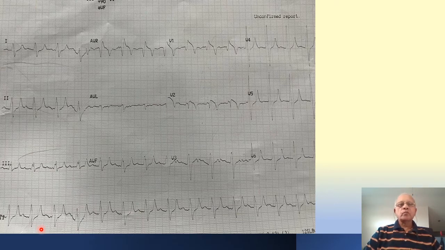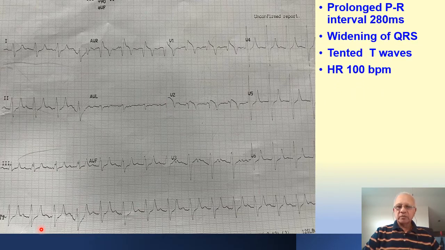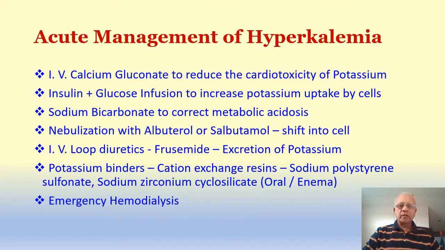Okay. Now, the next question I asked is, what was the emergency or urgent management of hyperkalemia? So these were the findings which we saw on the ECG, and the diagnosis in this patient was hyperkalemia. It's a simple ECG. So what do you do when there is hyperkalemia? These are the following points. I'm just giving you only the highlights and points.